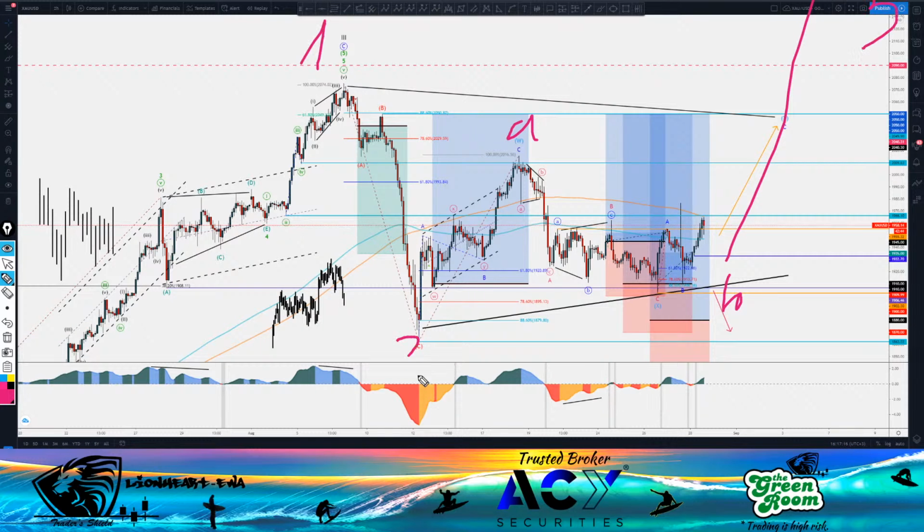So this is 1, 2, 3, 4, 5 in the ending diagonal. If it's not an ending diagonal, if it's a triangle, we hit the three right here, and this is a three right here, ABC.